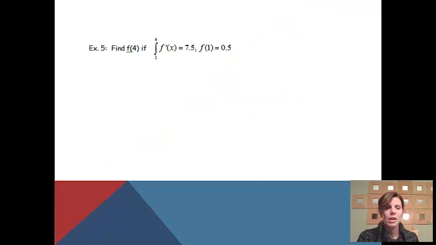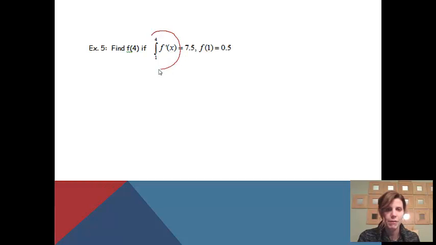The first one is to find f of 4 if the integral from 1 to 4 of f prime of x is equal to 7.5, and we are given that f of 1 is equal to 0.5. Right now, this probably doesn't really look like it makes much sense, so let's just dig it apart a little bit.